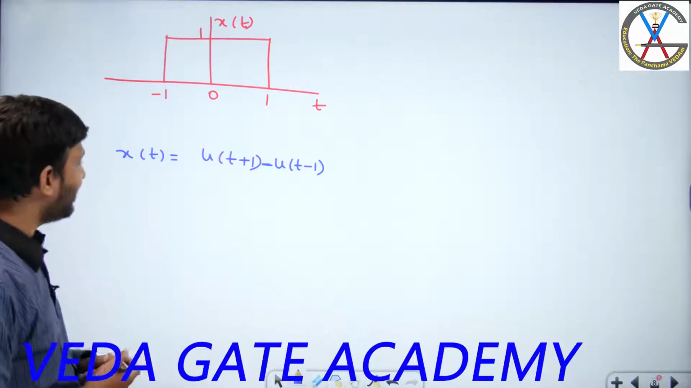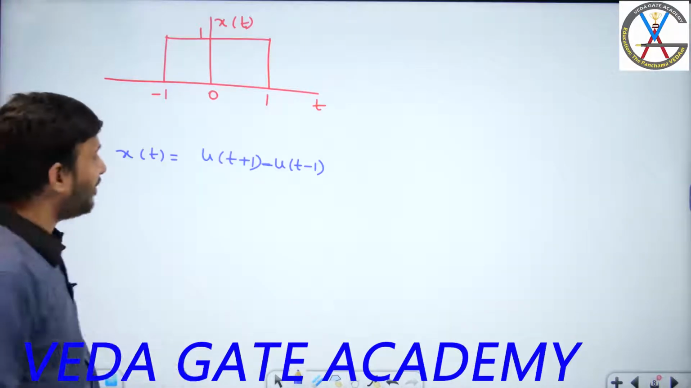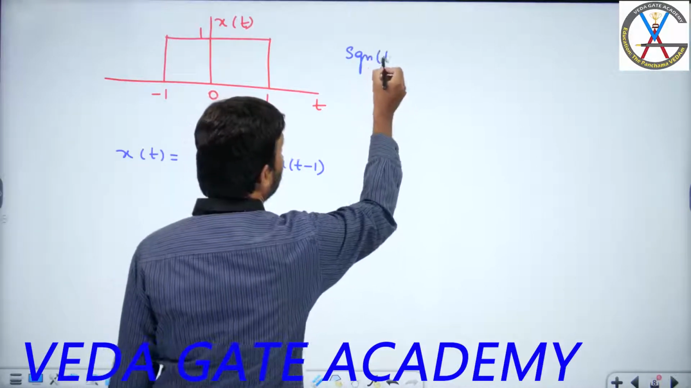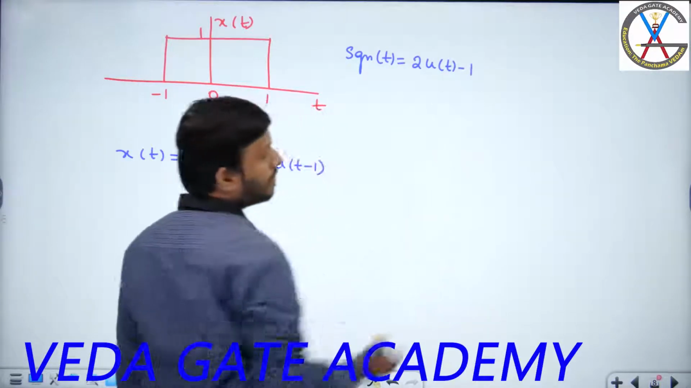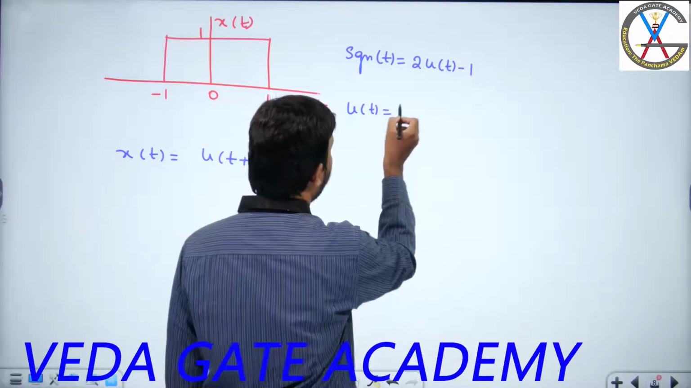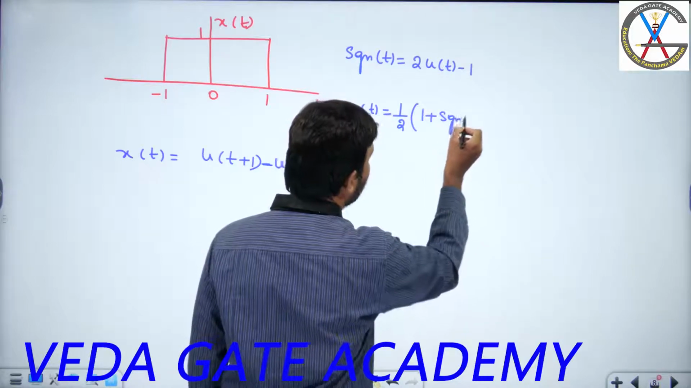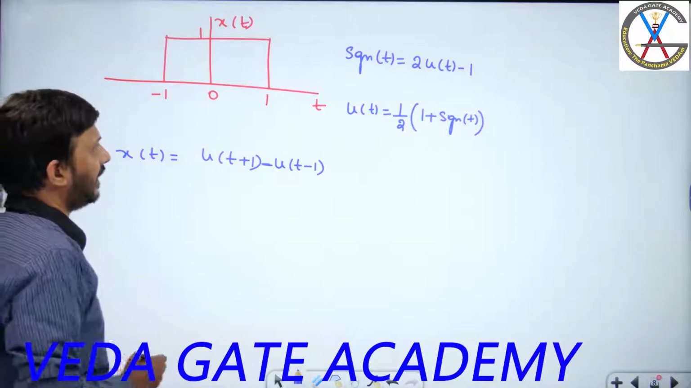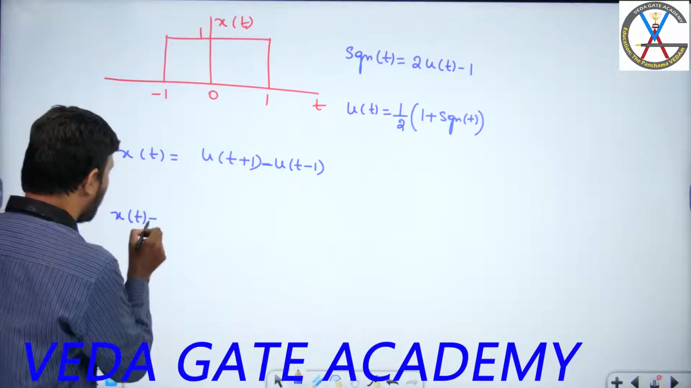Now the remaining part is writing this signal x of t in terms of signum. What is the relationship between signum of t and u of t? Signum of t, we have seen, can be written as 2u of t minus 1. From this, u of t is nothing but 1/2 times 1 plus signum of t. Can I write like this? Yes, I can write.